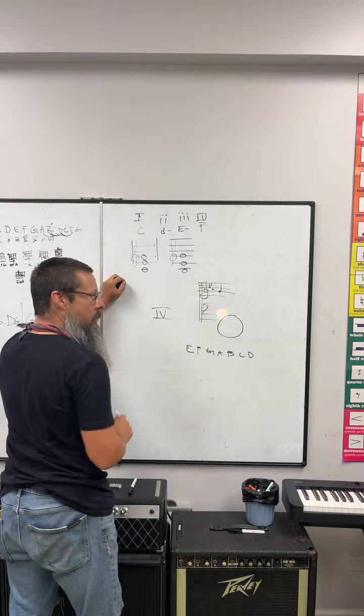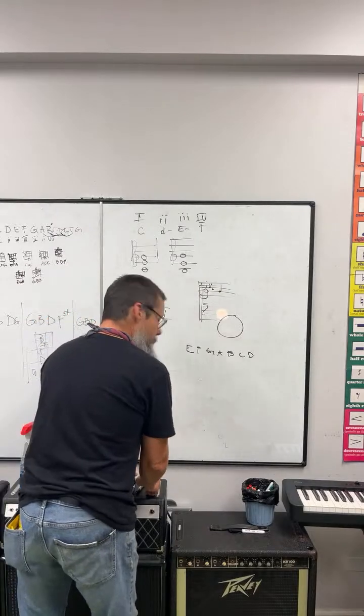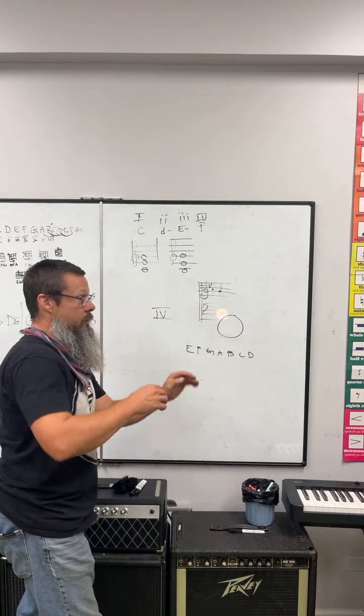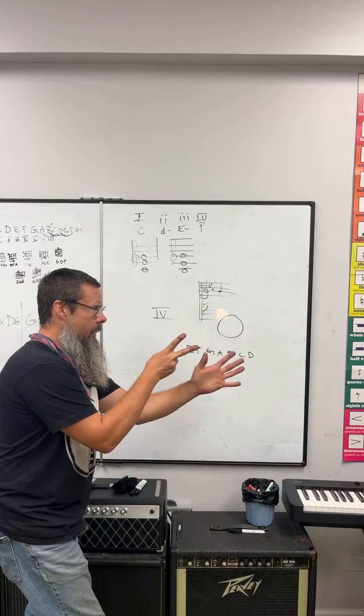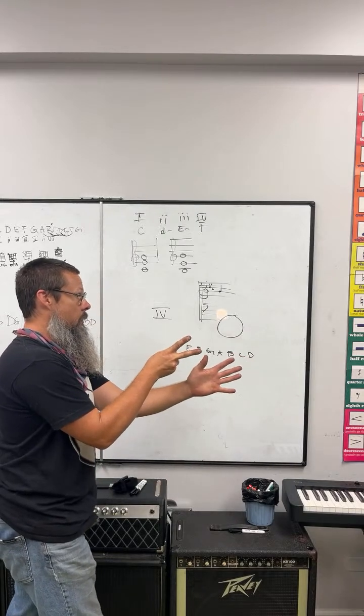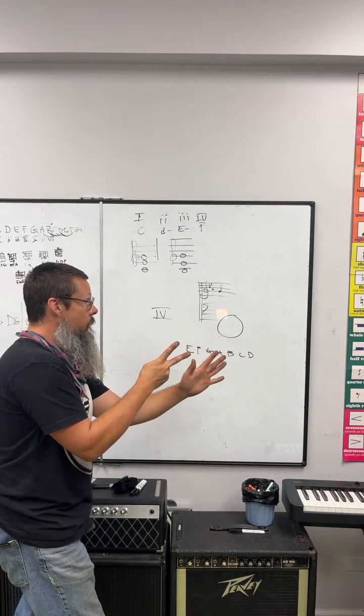How many flats in the key of E? There's none. Watch this, ready? How many sharps and flats in the key of E major? How many sharps in the key of E? E major would be 4. Cool, because we went over this.